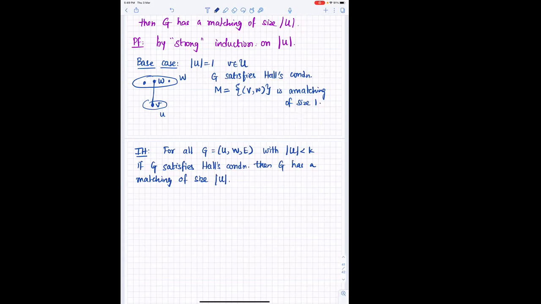So this is a strong induction. You can just look at it here. For all U less than K, we are saying, for any bipartite graph with the smaller partition having less than K vertices, we are going to assume that if G satisfies Hall's condition, that is, if you look at any subset, the size of the neighborhood is greater than or equal to its size, then G has a matching of size |U|. We are going to use this to do an induction.